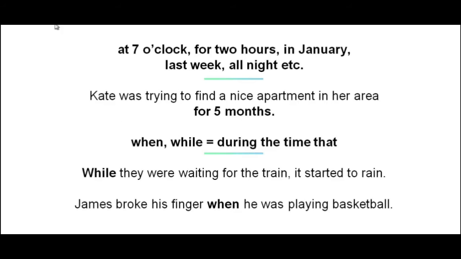We can also use the past continuous tense with when and while, meaning during that time. Have a look at the examples below. While they were waiting for the train, it started to rain. James broke his finger when he was playing basketball.